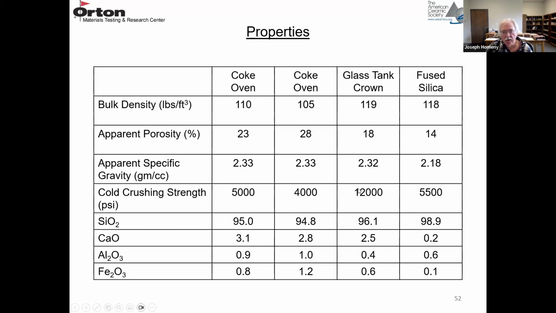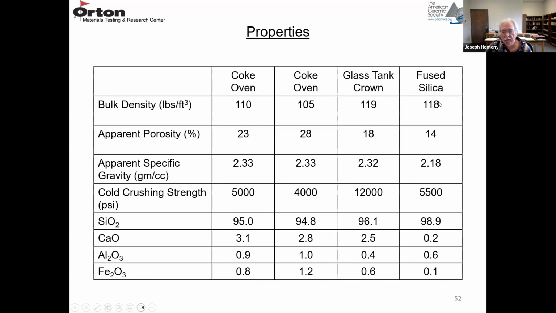So this has less porosity. It's going to have a higher cold crushing strength than this one. So 18% has 12,000 PSI, and 28% has 4,000 PSI. So these are typical cold crushing strengths. And then the silica, these are all about 95, 96% silica. You can see there's all about 2.5, 3% lime present. And these particular refractories had some alumina and iron oxide impurities.